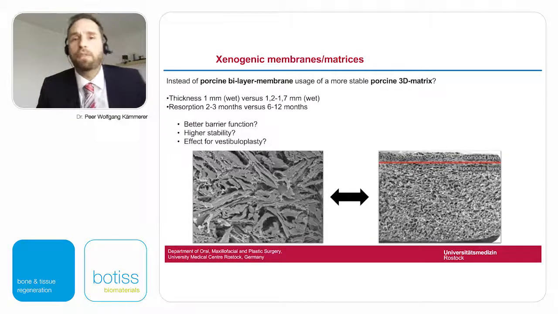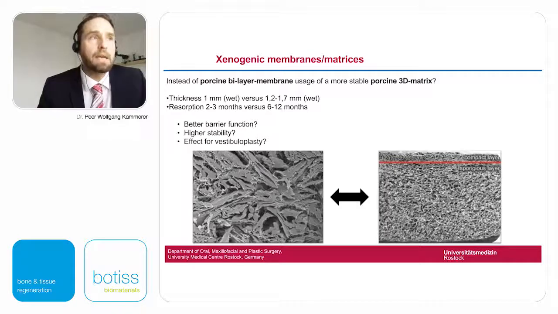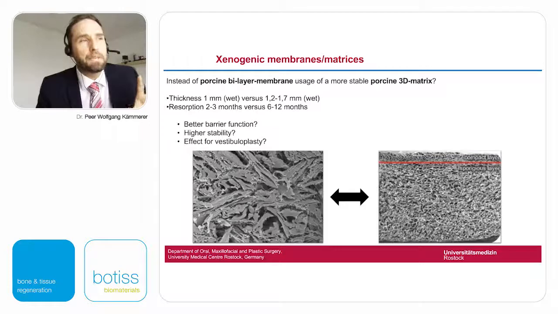We asked ourselves, is there a difference between these bilayer membranes and the Mucoderm membrane? The Mucoderm membrane is thicker: the bilayer membrane is about 1 millimeter when wet. The Mucoderm membrane, the 3D matrix, you see the difference here. This is the matrix and this is the bilayer membrane. The 3D matrix is a little bit thicker and the resorption takes significantly longer. Mucoderm takes 6 to 12 months, and the resorption of the bilayer membrane is about 2 to 3 months.